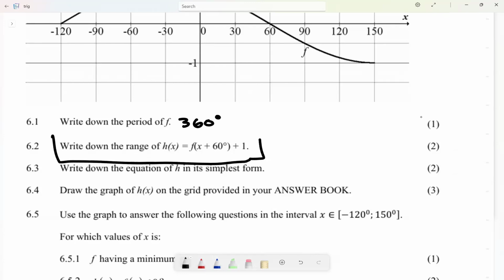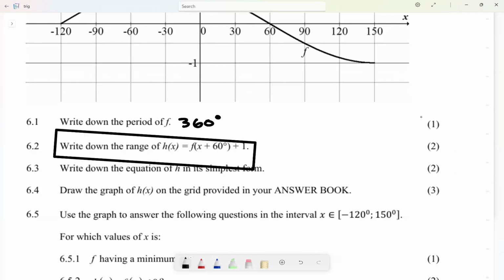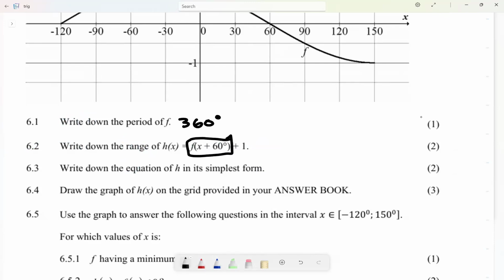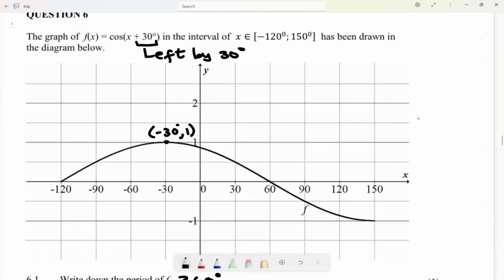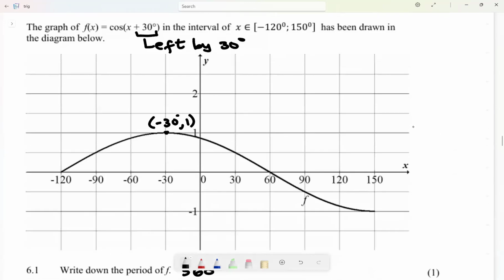They now say write down the range of f of x plus 60 plus 1. Remember I said when you shift your graph horizontally, whether towards the left or right, it does not affect the value of y. And if it does not affect the value of y, it will not affect the range. So now let's take it step by step. What is f of x?